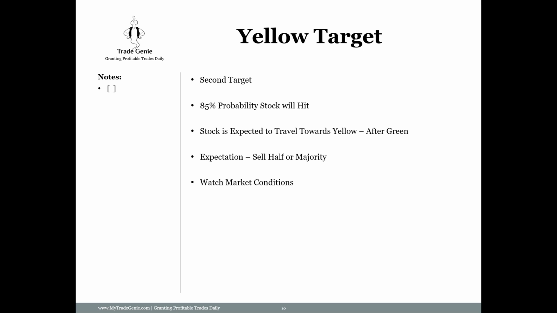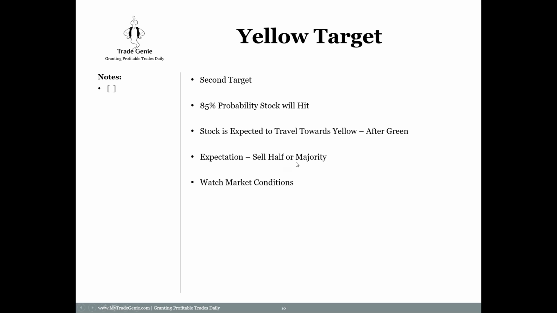The second target is the yellow target. It's just like a traffic light. When you see green, it looks good, you just keep going. Yellow, be cautionary. If you ask what the probability is, it's 85% probability the stock will hit the yellow. And if the market crosses the green with volume, then it's expected to move towards the yellow. So the majority of your options should be closed at the yellow target, unless I send a revised yellow target. Then you can hold. Otherwise, you're selling the majority at the yellow target.